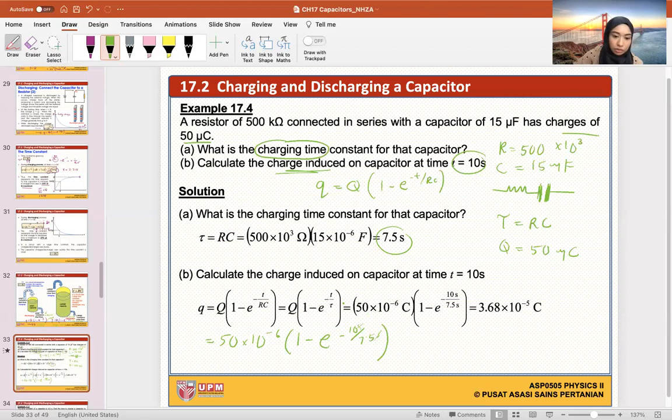So you need to use your calculator for this one. E shift, natural log gives you e, in brackets, minus 10 over 7.5. Okay, so that is minus 10 over 7.5. My 1 minus answer times with 50.